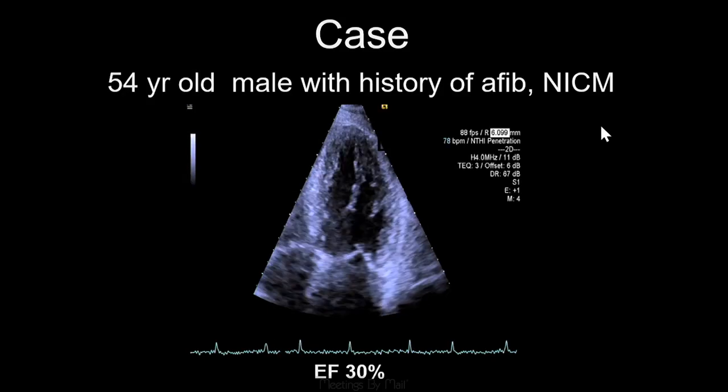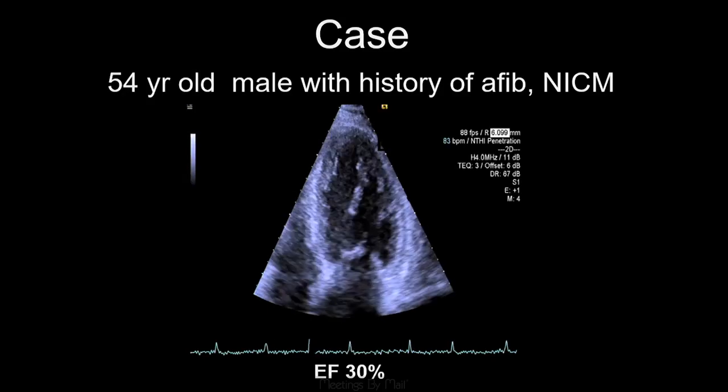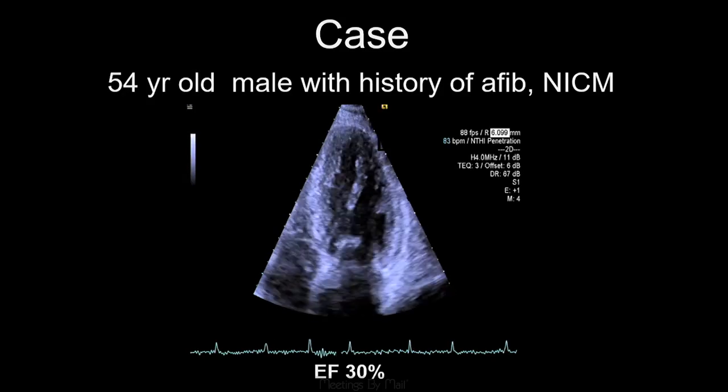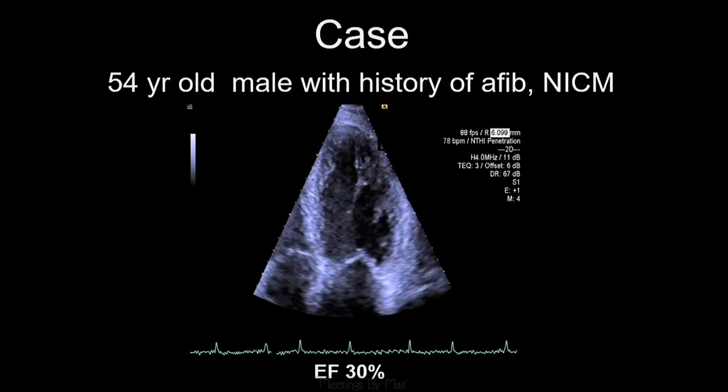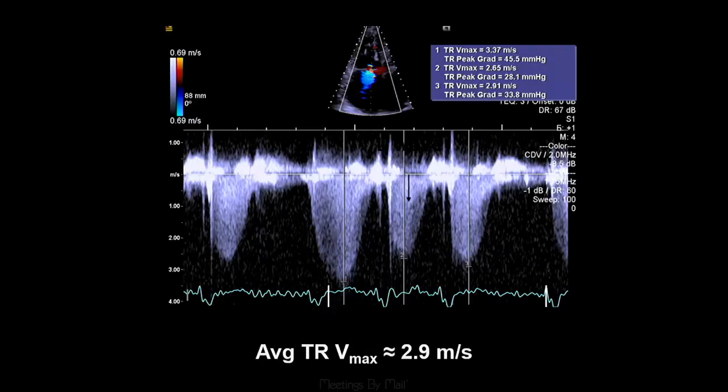So here's our case, a 54-year-old male, has a history of AFib, non-ischemic cardiomyopathy, so obviously has a low EF, about 30% is what it was called. Our average TRV max, again, we're trying to average as many as we can. This is an average of about 3 or 4. It's 2.9 meters per second, so that's abnormal.